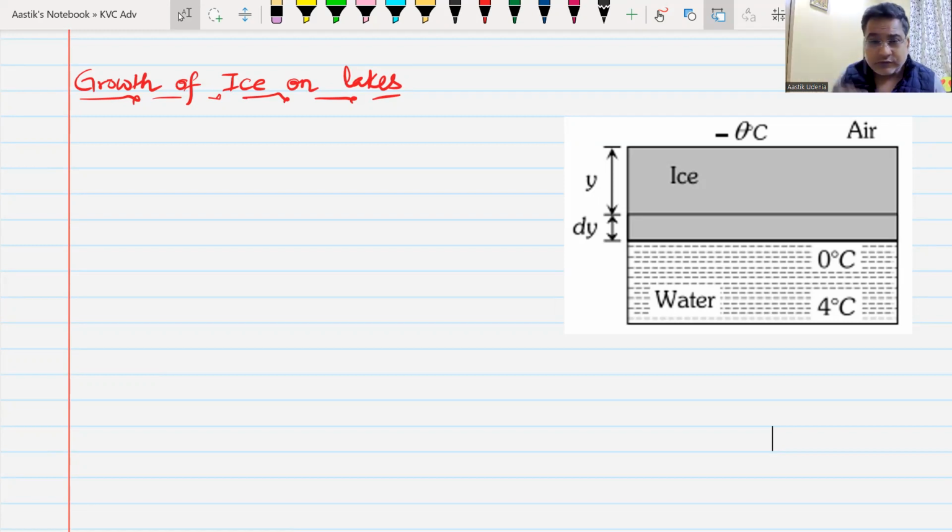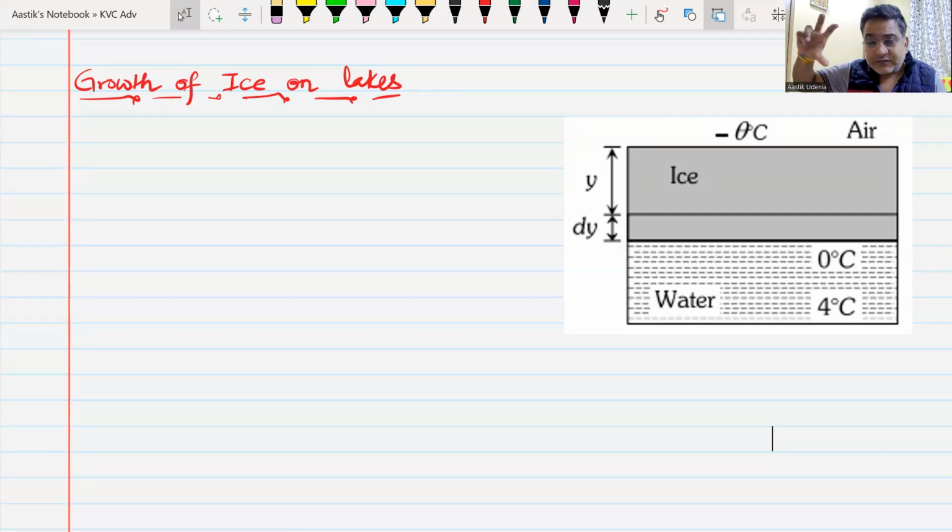In fact, if you go beyond the ice formation on the lake, you go some distance beyond, you will find that the water is still at 4 degrees Celsius. So the lake will remain warmer inside and ice will only form on the top of the lake. And the conductivity of ice is very, very bad.